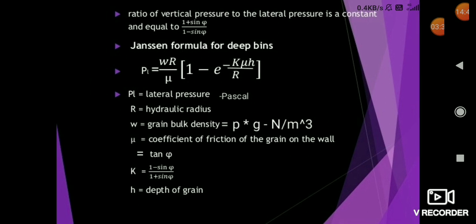And remaining things are easy. I think the K value all of you know: 1 minus sin phi divided by 1 plus sin phi. And friends, here W is the grain bulk density, that is rho into g. Suppose in the question the density is given as 850 kg per meter cube. You don't simply write 850 kg per meter cube. You first convert it into SI unit, that is multiply by 9.81. You always go by SI units, friends.